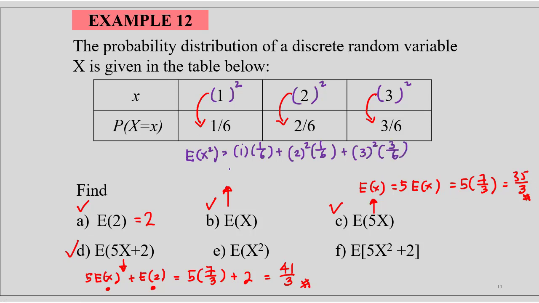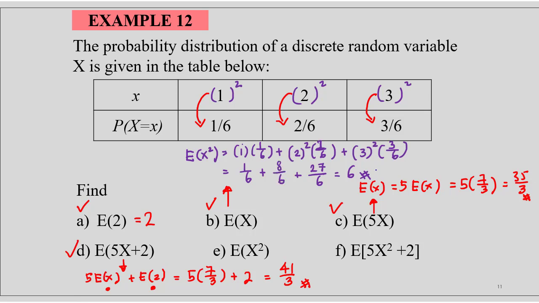Obviously the first pair you still get 1 over 6. The second pair you will get 4 over... Oh, sorry, this is 2, so you will get 8 over 6. And the last pair you will get 27 over 6. So in total you get 36 over 6, which is 6. So E of X squared is equal to 6. This one we write properly, so it should be 8 over 6.